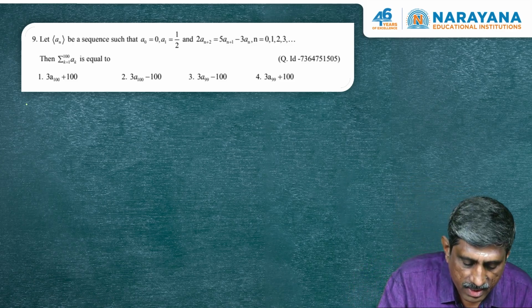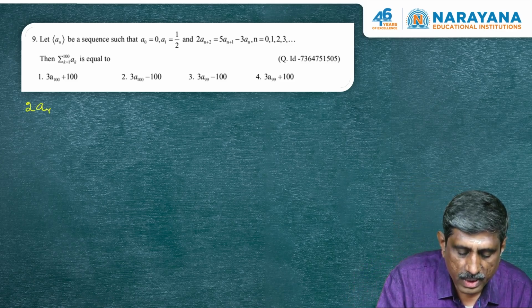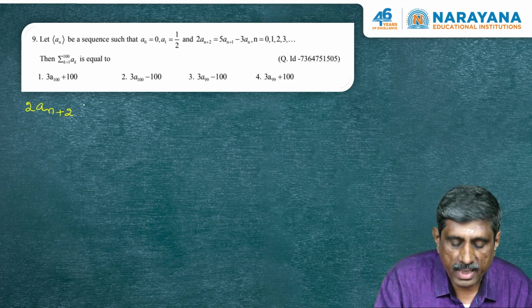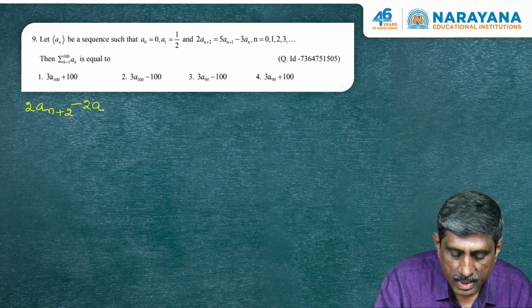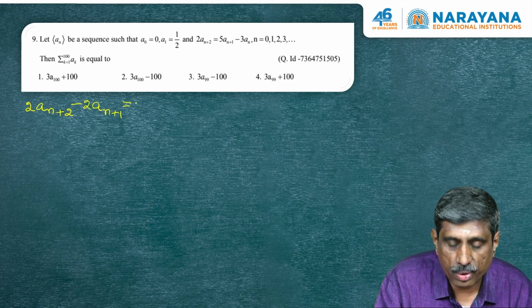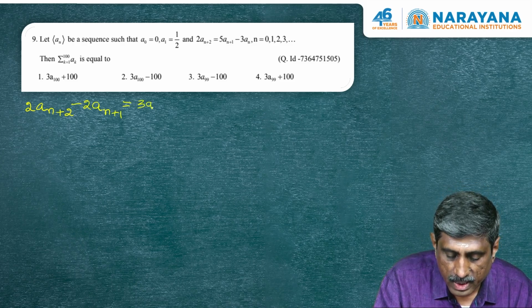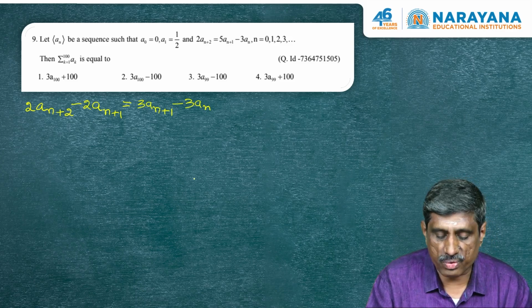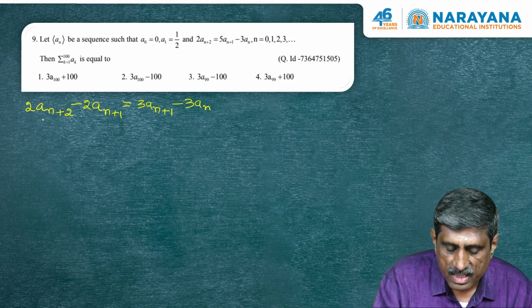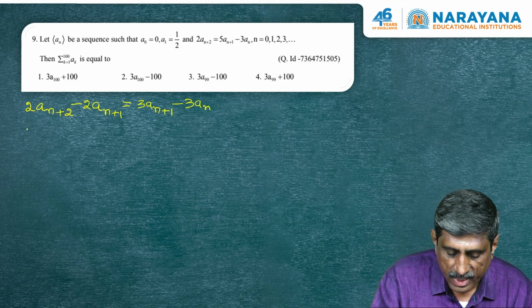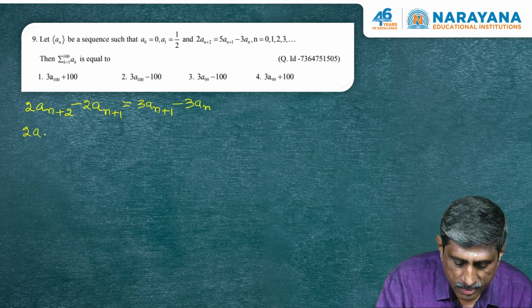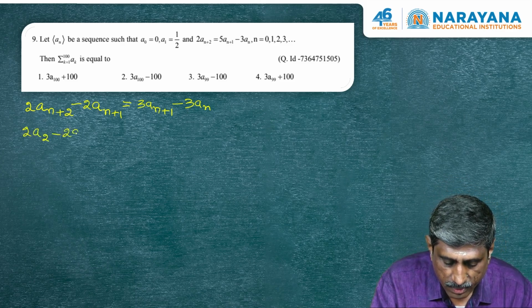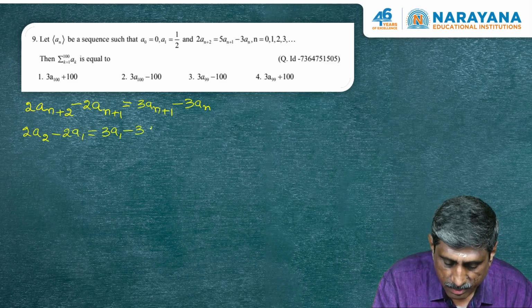I will write this as 2a_{n+2} − 2a_{n+1} = 3a_{n+1} − 3a_n. I am just bringing 2 similar terms on both sides. Here, when you put n = 0, 1, 2, 3 and so on up to n, we are getting 2a_2 − 2a_1 = 3a_1 − 3a_0.